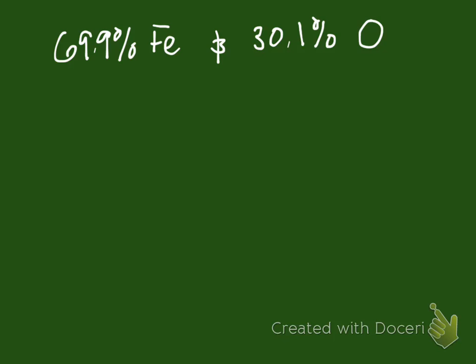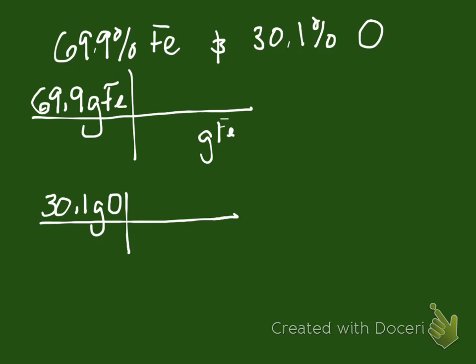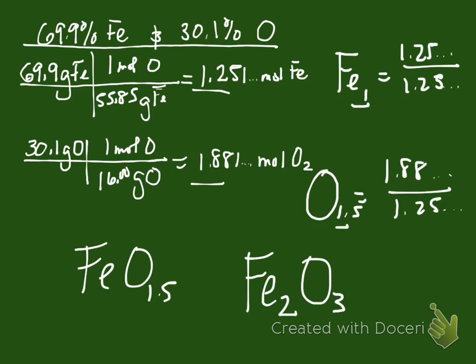So in 100 grams of this stuff, how many grams of it would be iron? We would have 69.9 grams of iron and we would have 30.1 grams of oxygen. Okay, grams of iron, grams of oxygen. So I'll let you go ahead and do the math yourself on how many moles of each there are. Forgot to record all of that.